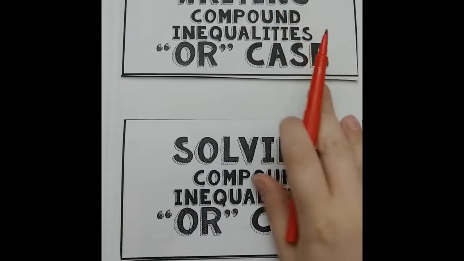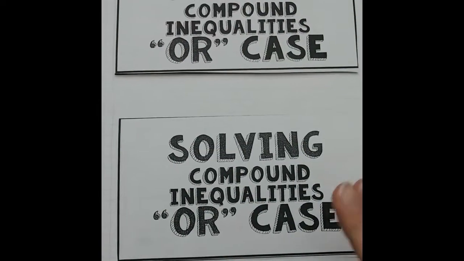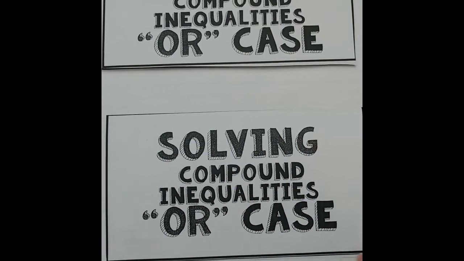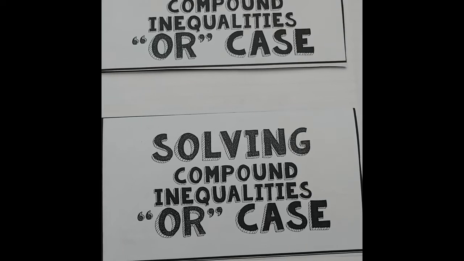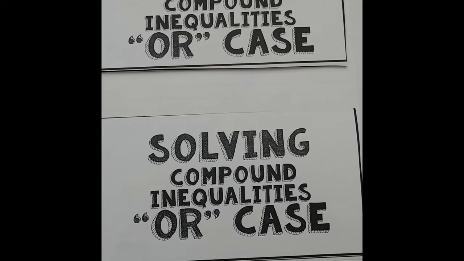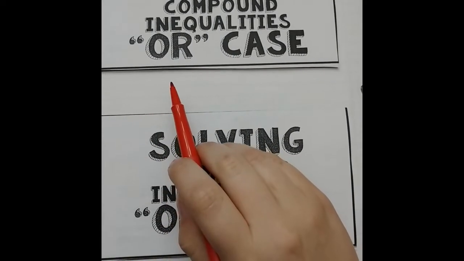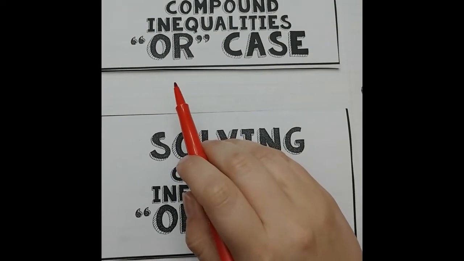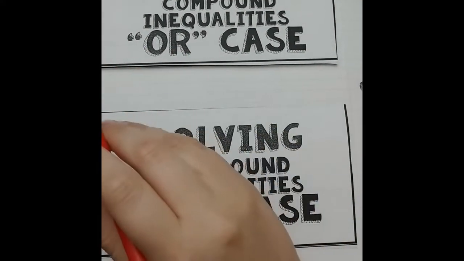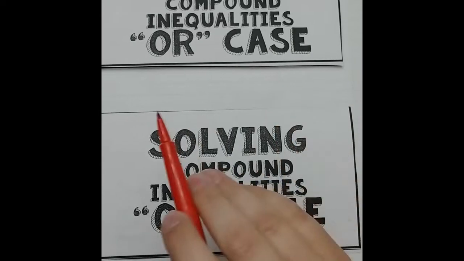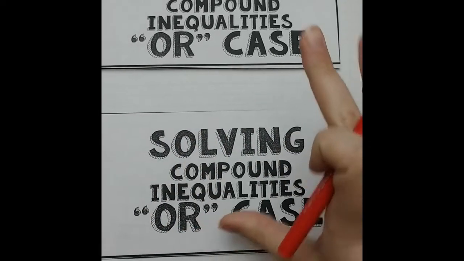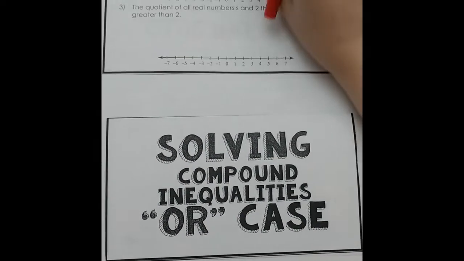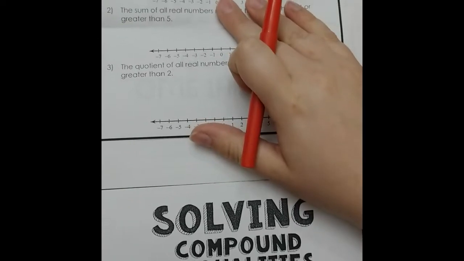But as far as the graphing, this one we're not wanting to connect the dots because we're not wanting both pieces at the same time. Where it's in between two things, we want everything but the two things in between, because we're wanting one piece or the other. We don't want what's in between them. So it's the complete opposite of the AND case. So I'm going to show you how to graph it.